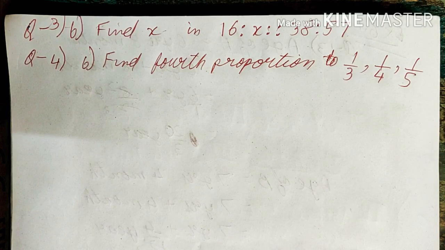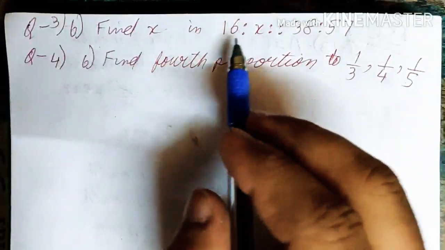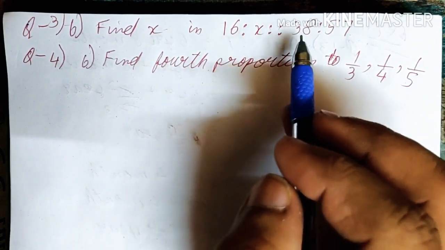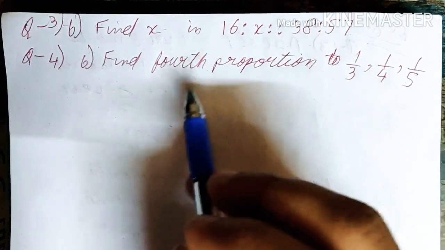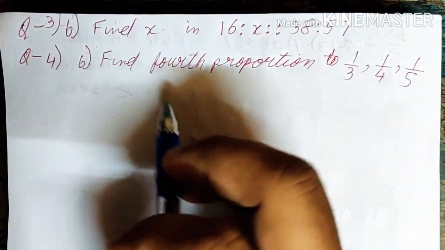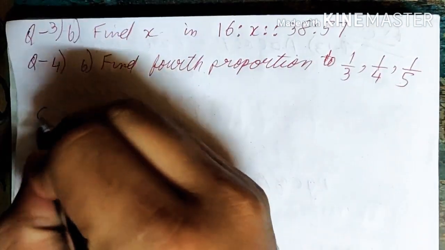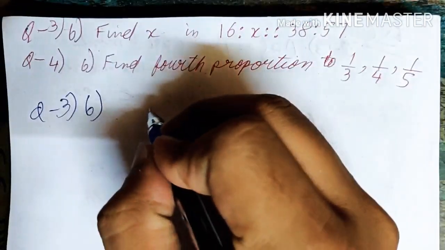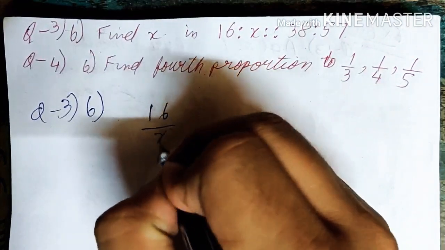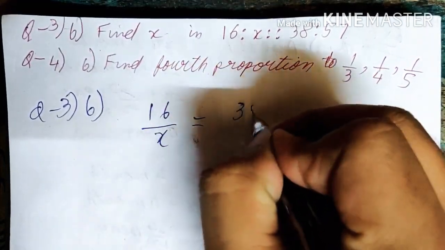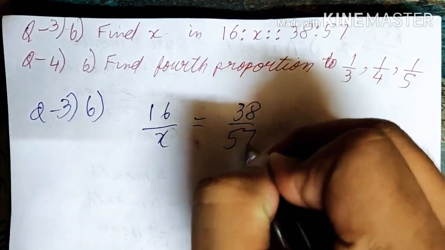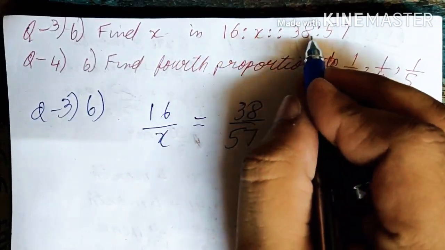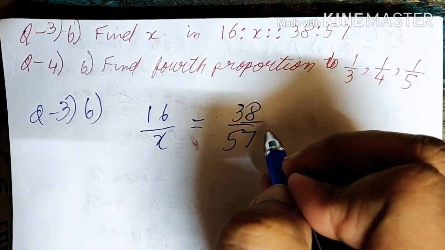So we have a question here. The question says that 16 is to x is in proportion with 38 is to 57, and we have to find the value of x here. In question number third B part it says that these are in proportion, that is 16 upon x is equal to 38 upon 57, and we have to find the value of x. As they are in proportion, we can write this in this form.